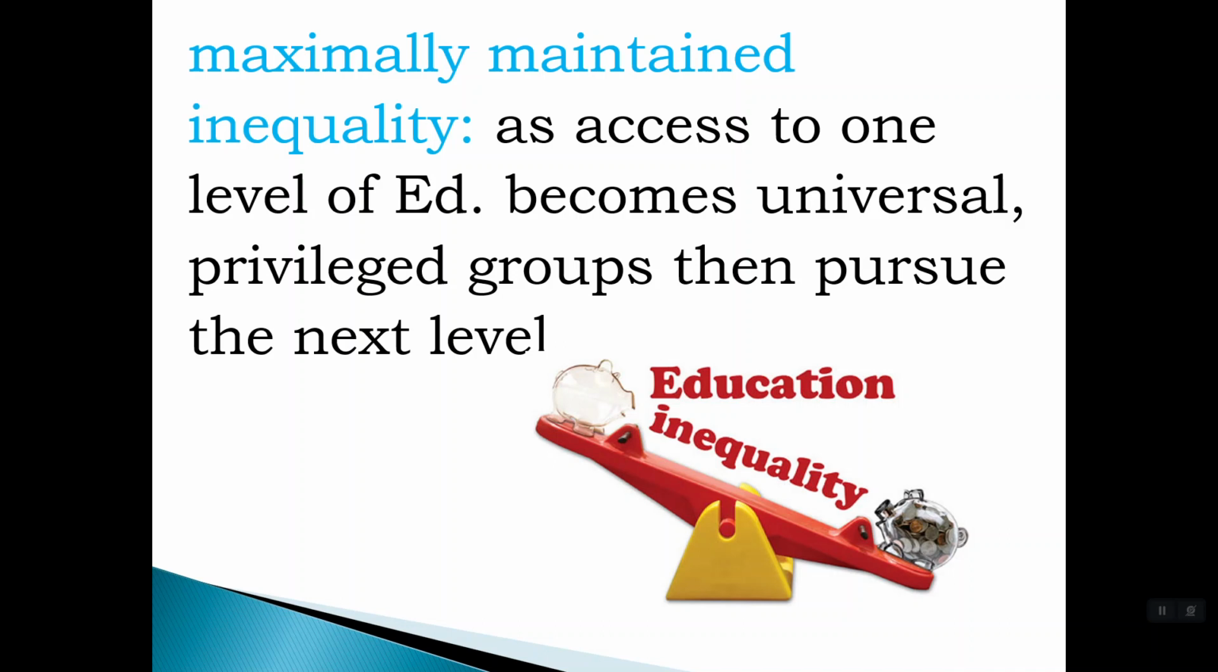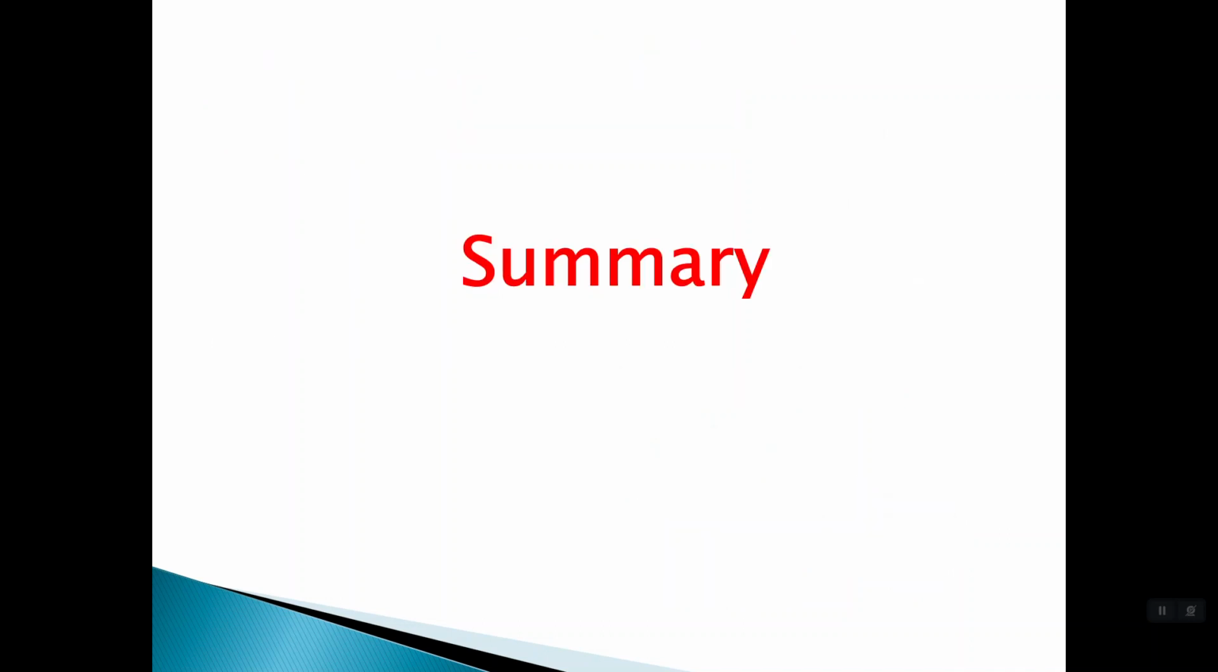Well, we can even see maximally maintained inequality going all the way back to preschool when kids are 3 and 4 years old. They're not even completely toilet trained, some of them. And we already see this maximally maintained inequality with what they have available to them.